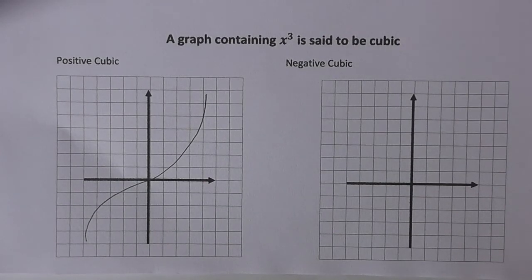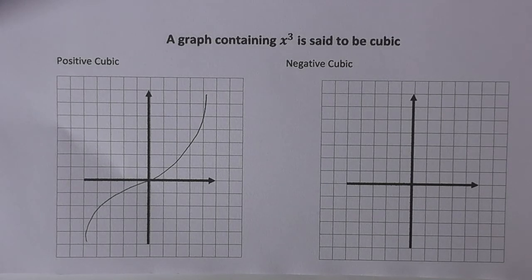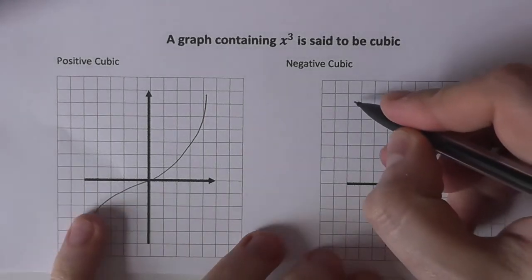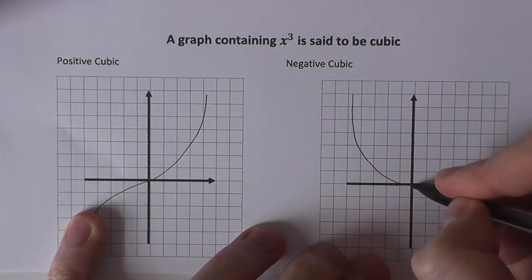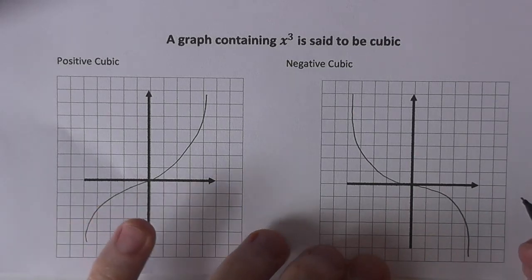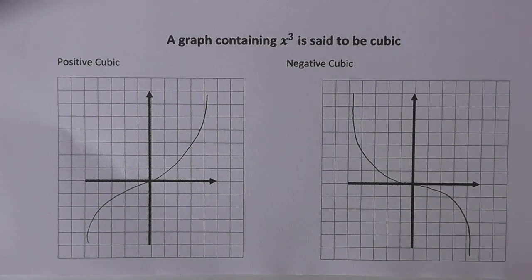Negative number in front of the x cubed, say minus x cubed, minus 2x cubed, minus 3x cubed, etc., would have this kind of shape. Same kind of shape, but the other way round. Top left to bottom right.